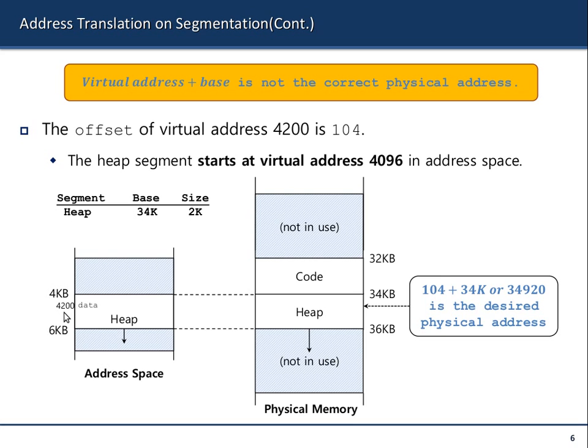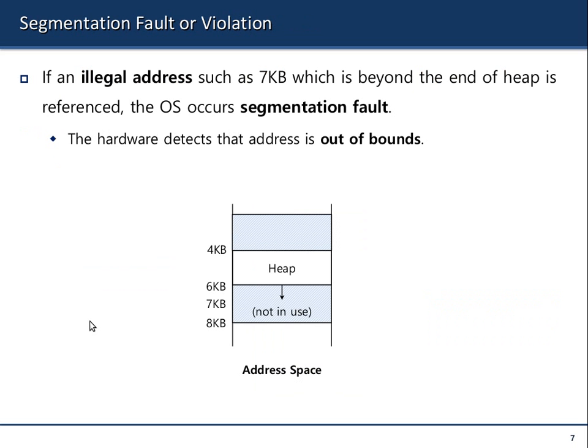4200. 4200 is the address in the virtual address space, whereas 34920 is the address in the physical memory. I hope you can understand that now. So this is in the virtual memory, this is in the actual physical memory. Now, if you are given just the address, 4200, how do you determine whether this 4200 is in the code segment, in the heap, or in the stack? So that is the question being answered in this slide.